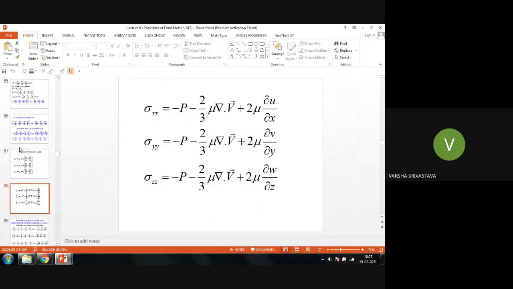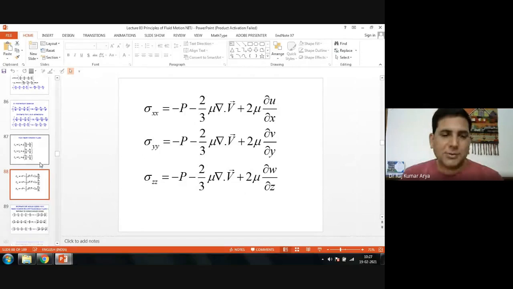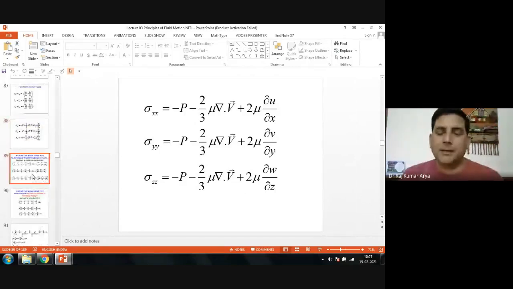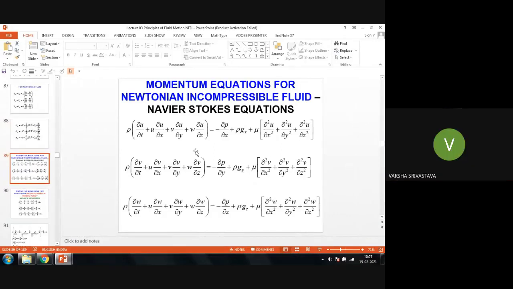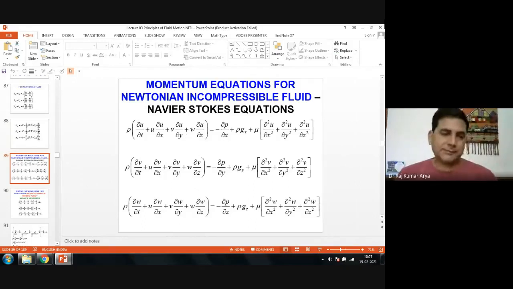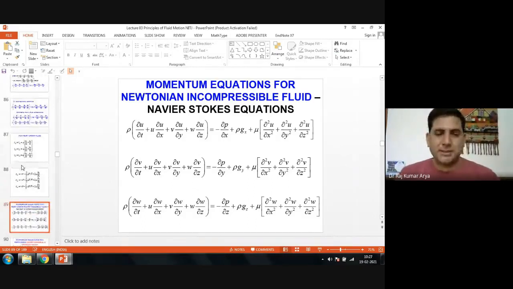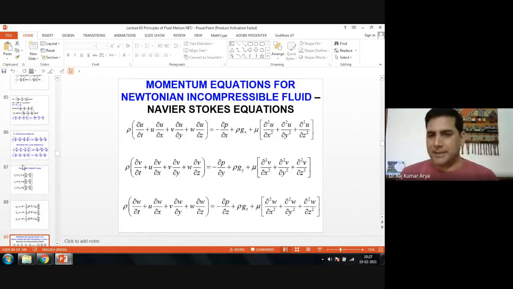Solving this, you would end up with this one. This is known as the Navier-Stokes equation, given at the back of your transport phenomena book. So try to do that, and we will end the class here. If you have any doubt, anything, you can ask now.